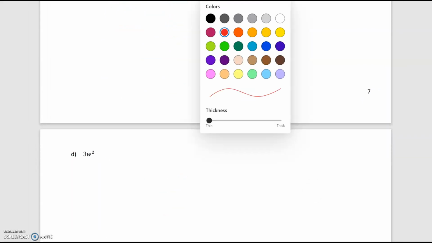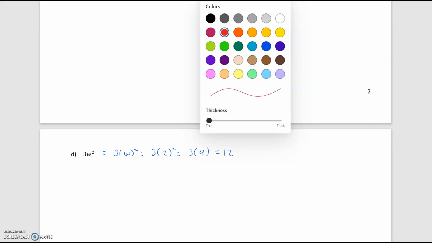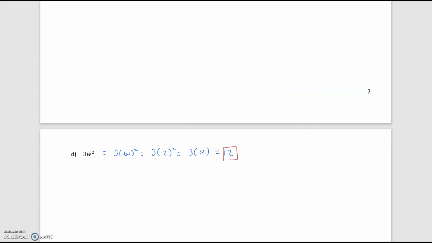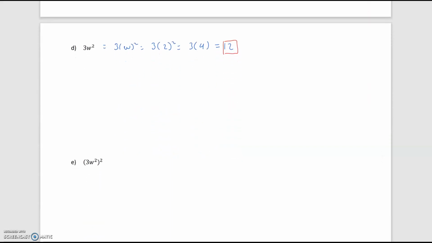In problem D, this is equivalent to 3 times w squared, or 3 times 2 squared, or 3 times 4, or 12. That's our final answer for this problem. We end up with 12. Let's move on to E.